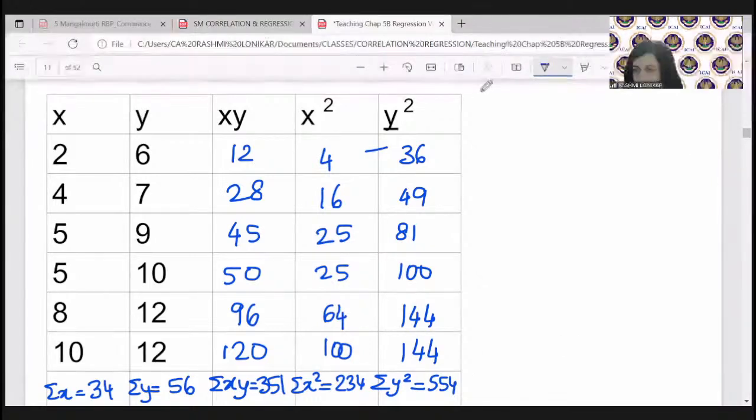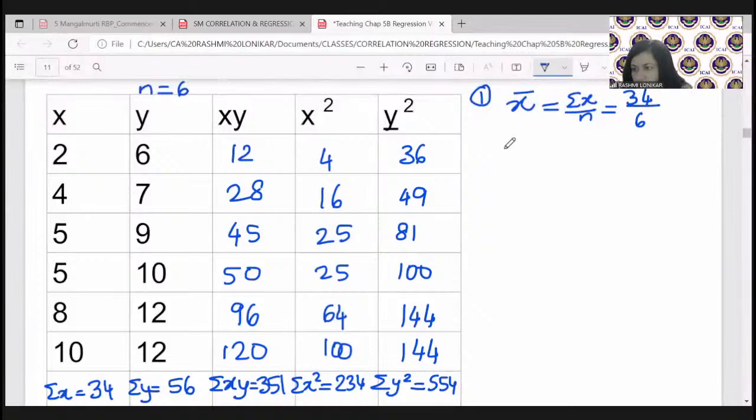Now what are the things you have to find out? First step, find the means. So x bar will be summation x upon n. How much is n? N is equal to 6. So 34 upon 6. How much is y bar? Y bar is equal to summation y upon n, which is equal to 56 upon 6.